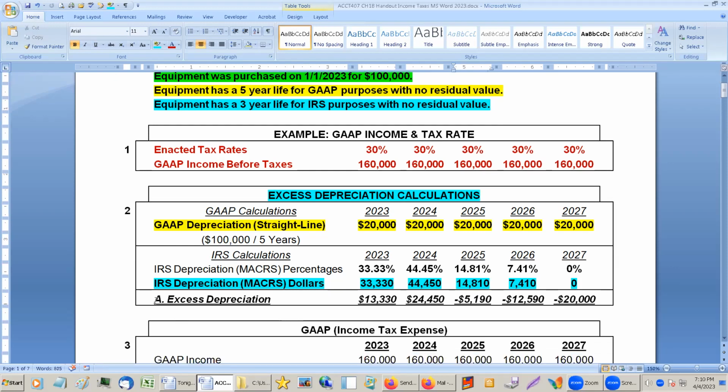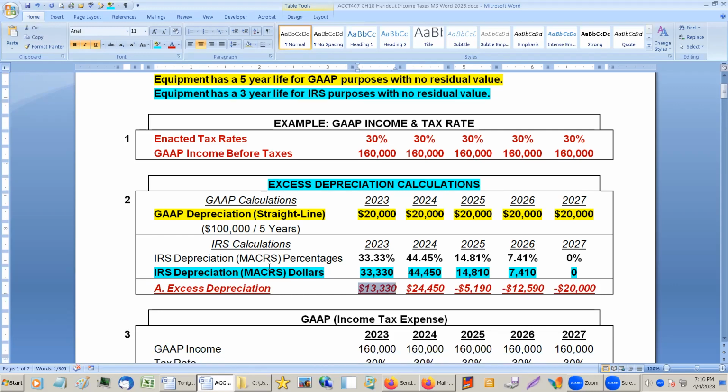Okay, now look at this. This is one of the wacky things here. So look at this excess depreciation. In the first year, they let us write off 13,000 more than we did for GAAP. The second year, they let us write off 24,000 more. Now we like this. We like this additional depreciation for paying taxes because it reduces our taxes. We love expenses and losses when we're doing taxes.